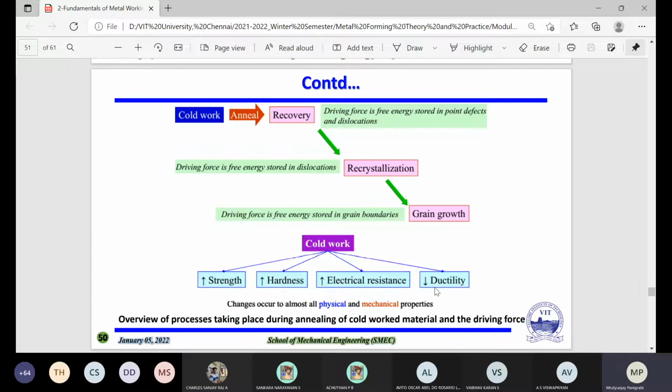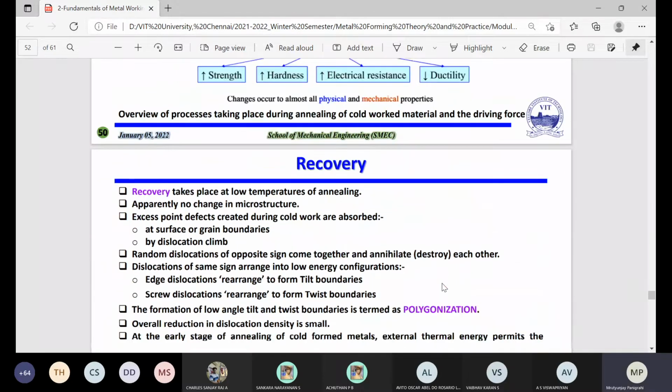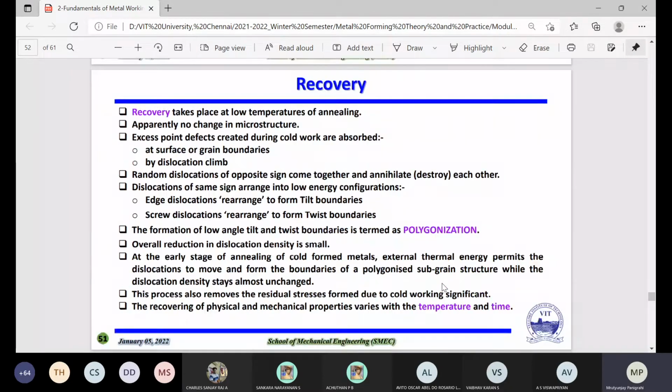These are the parameters we are getting when we are making the cold working process. Okay. So the next one we have is the recovery. Of course, I have said about the recovery initially. These 2-3 things I told you are just the background of the annealing process or the heat treatment process. The recovery takes place at the low temperature of the annealing. Whenever you are making the annealing at the lower temperature, you are finding the recovery.